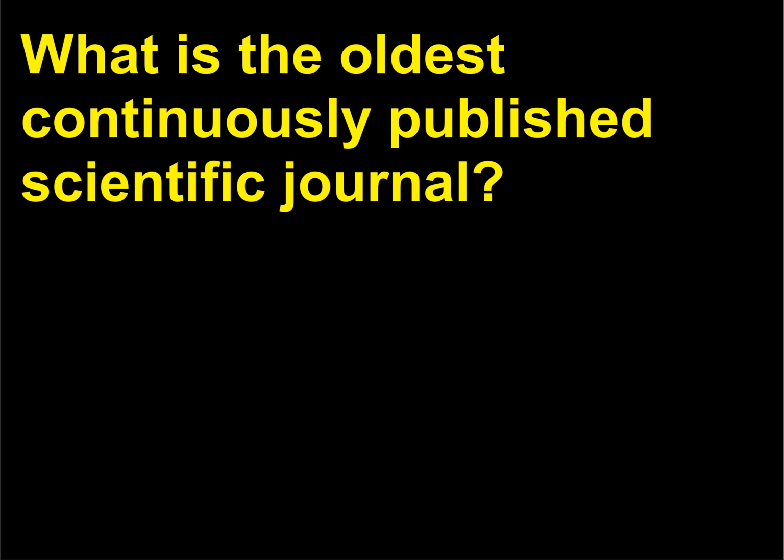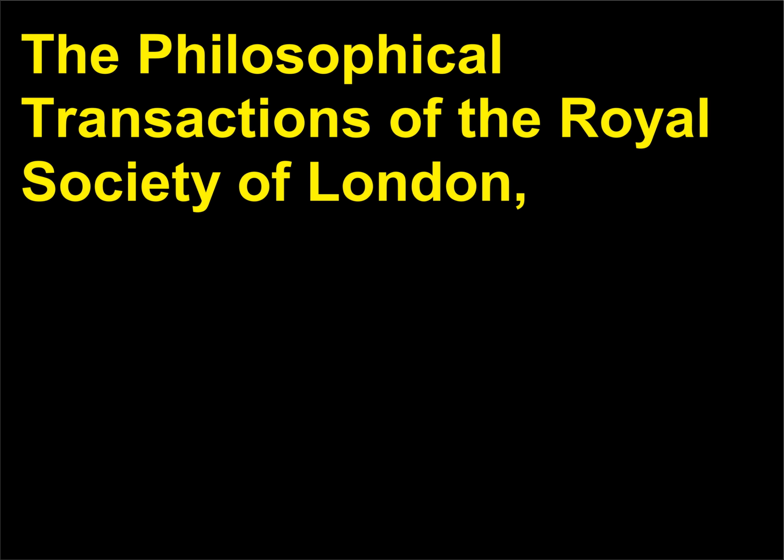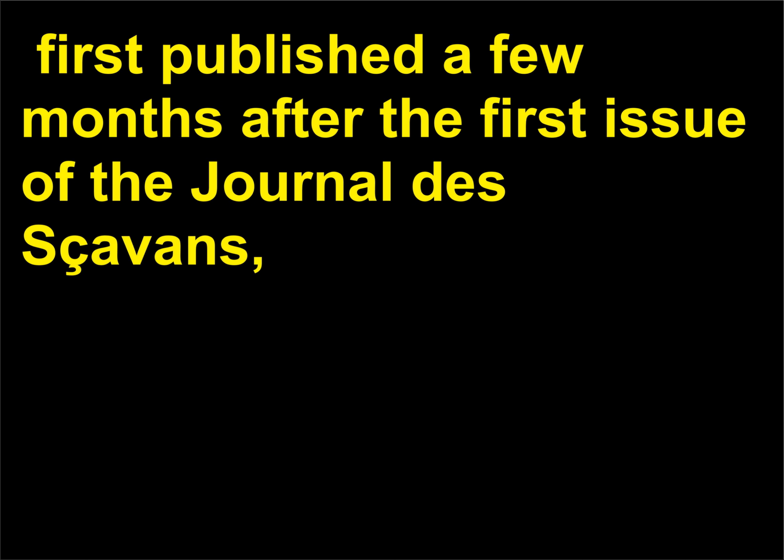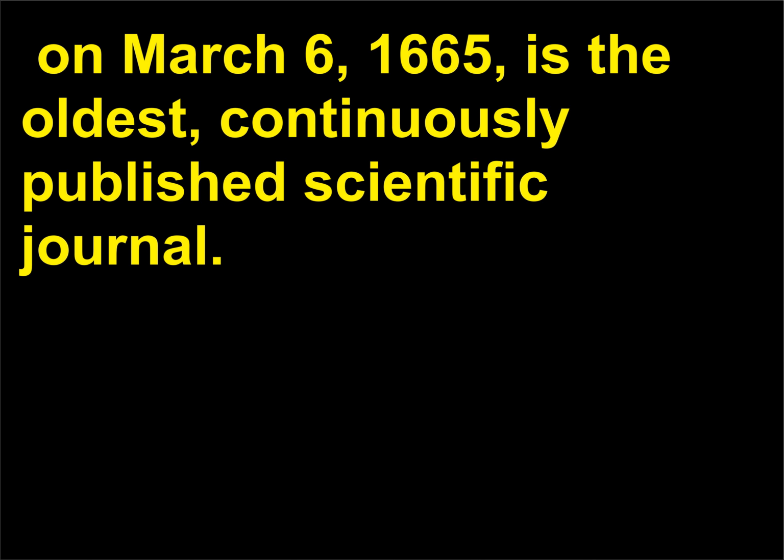What is the oldest continuously published scientific journal? The Philosophical Transactions of the Royal Society of London, first published a few months after the first issue of the Journal des Savants on March 6, 1665, is the oldest continuously published scientific journal.